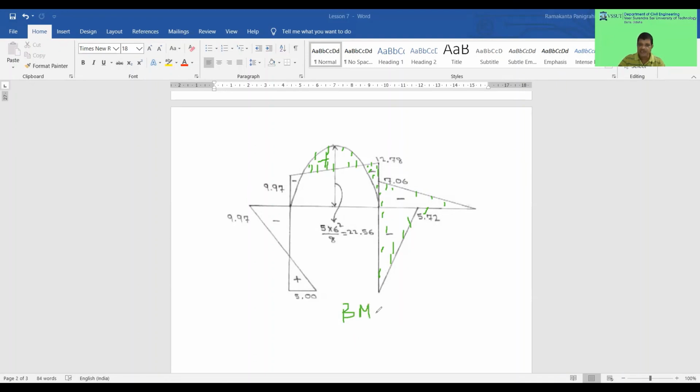And if you are interested, you can also find the horizontal reaction. You can put the sigma H is equal to 0. Already we have discussed this in the slope deflection method. The same method can be applied here to find out the value.